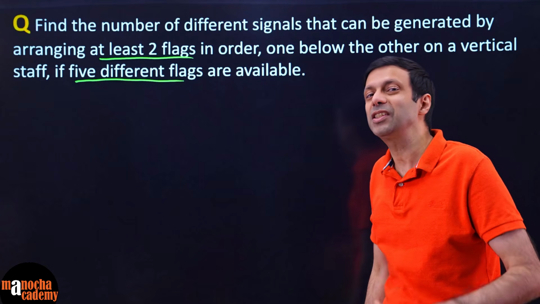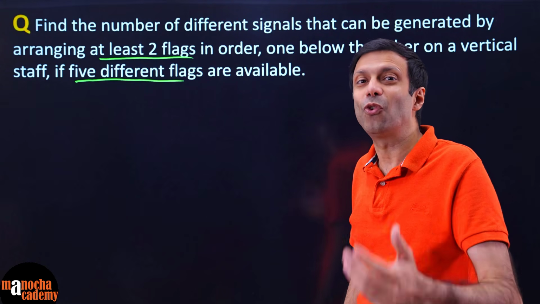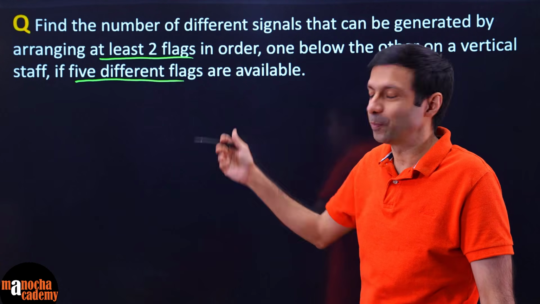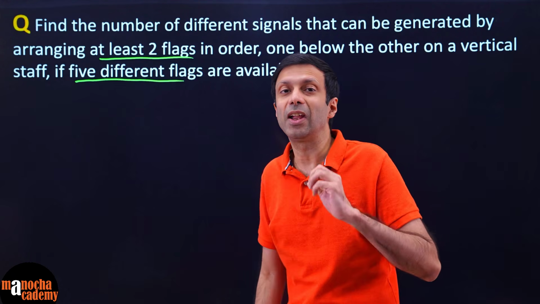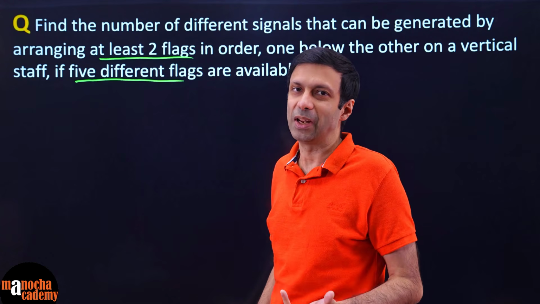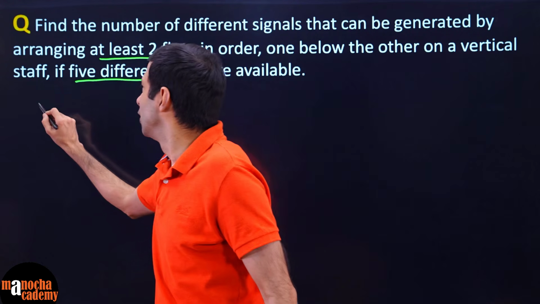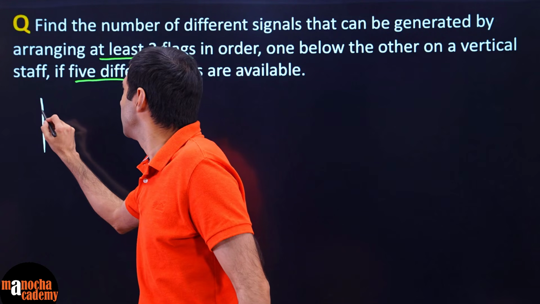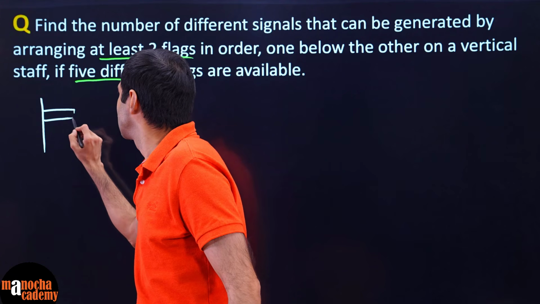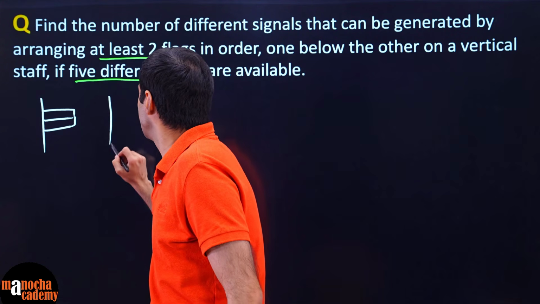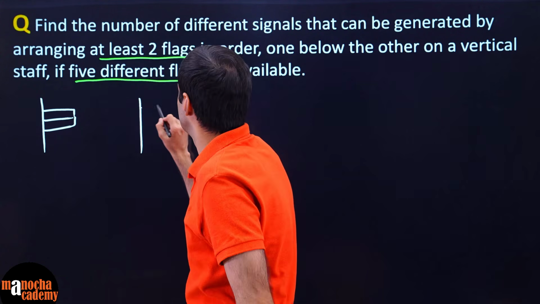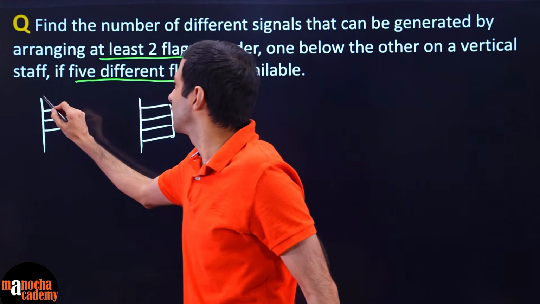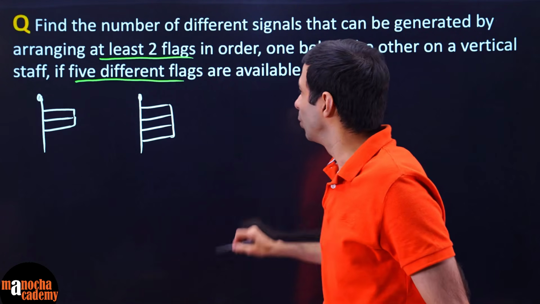At least 2 flags means 2 flags, 3 flags, 4 flags or 5 flags, right? It should be basically 2 or more than 2. So again, one very important trick, please draw out this stuff and visualize it. So how will our flags look? So let's say this is your flag staff, or basically the pole. So you can basically put 2 flags like this, or you can have an arrangement where you can put 3 flags. See, and it says one below the other.